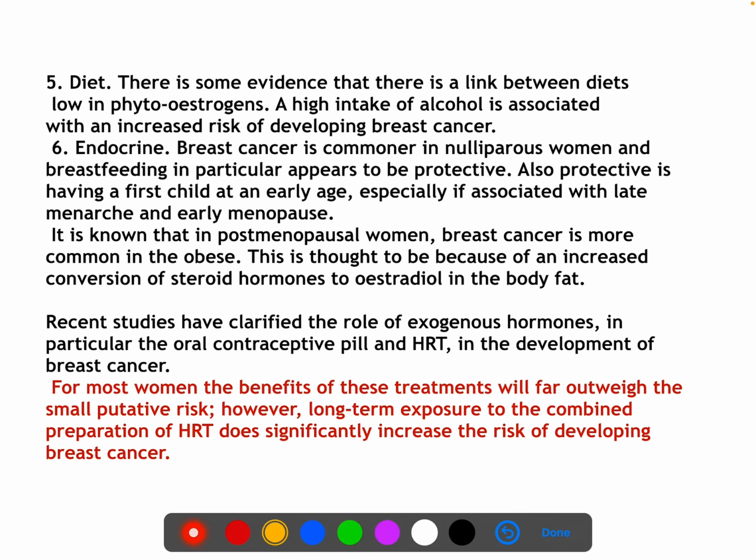Diet: there is some evidence that there is a link between diets low in phytoestrogens and CA breast. A high intake of alcohol is also associated with increased risk of developing breast cancer. Endocrine: breast cancer is commoner in nullipara women، بينما it is protective إلها multipara women. And breastfeeding appears to be protective، يعني كل ما كانت multipara وكل ما كانت breastfeeding multiple times for a long time, this is protective. الprotective أيضا it is having a child at early age.